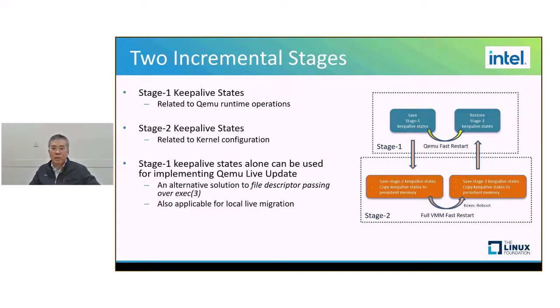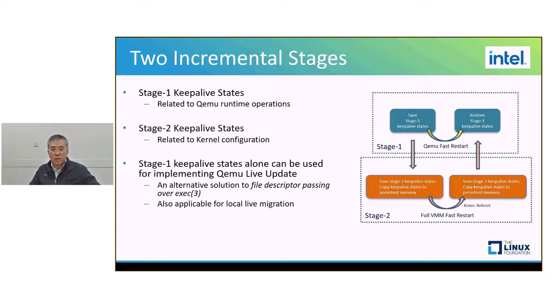The whole Kexec-Reboot procedure consists of two incremental stages. Stage 1 is related to Qemu. When Qemu starts, it opens the pass-through device. When Qemu quits, it closes the device. This will cause the device to be enabled and disabled, thus changing its hardware state. So if we want to keep the device alive across the restart, we need to set it into Keepalive state before Qemu quits. This is called stage 1 Keepalive state.